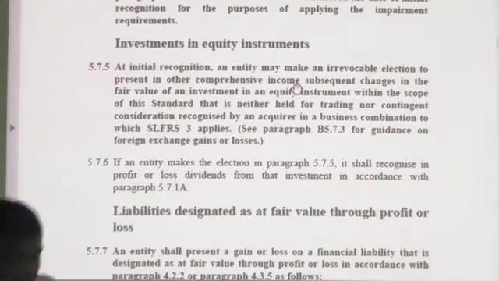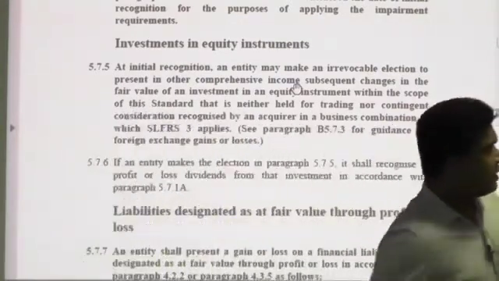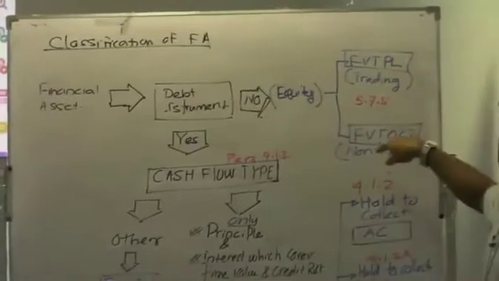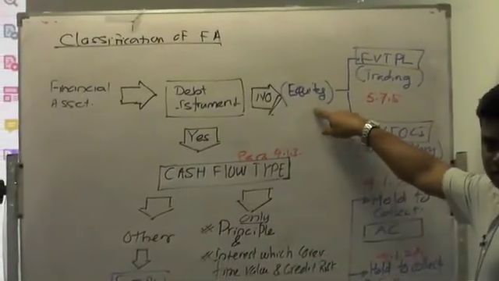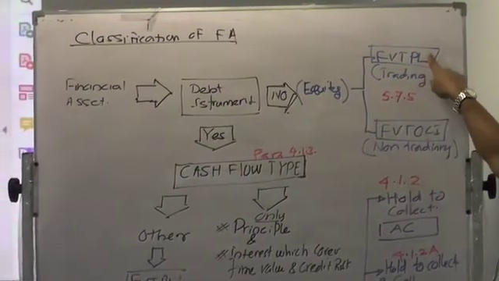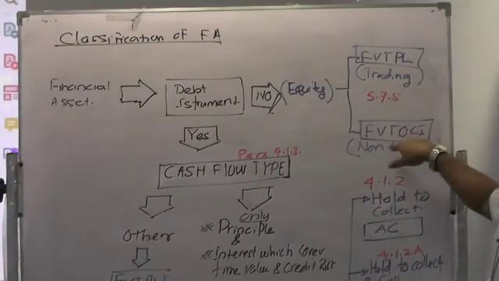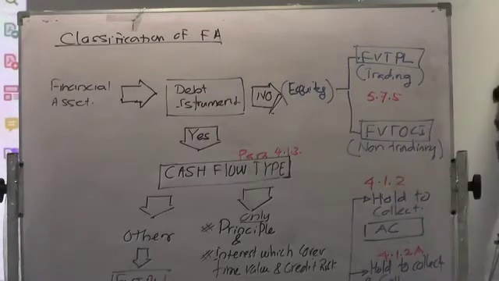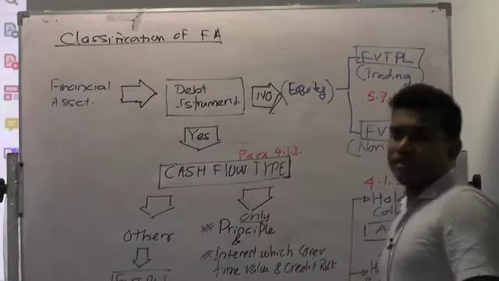Therefore, write down here, with the equity, for paragraph 575. For investment on equity, paragraph 575. If it is trading, fair value through P&L. If it is non-trading, neither held for trading, fair value through OCI. Is that clear? Right. This is the classification of financial assets.